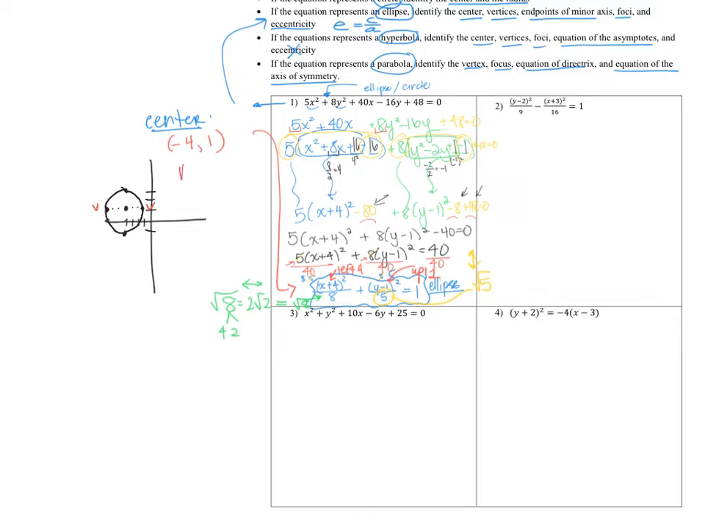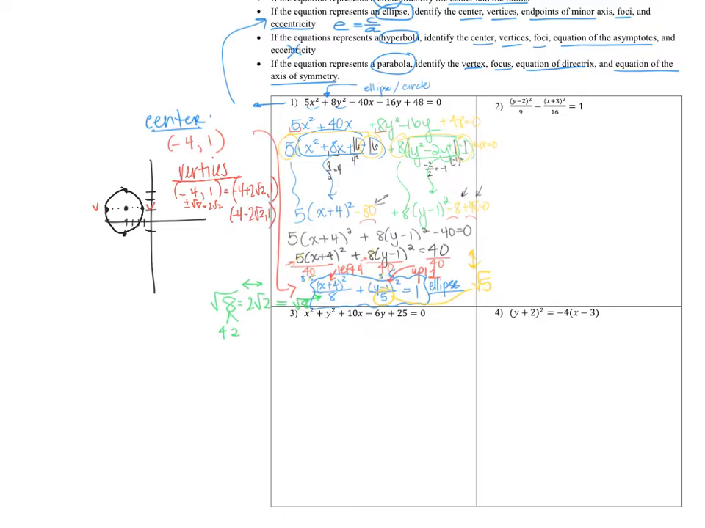So to find the vertices, I can think that I had my start at negative 4, 1, and I went left and right radical 8, or 2 radical 2. So this will be negative 4 plus the 2 radical 2, and negative 4 minus the 2 radical 2.